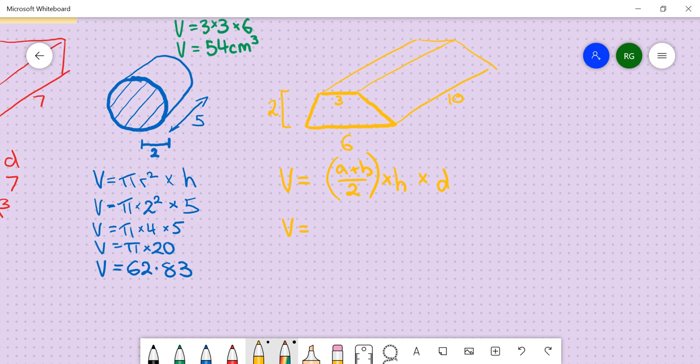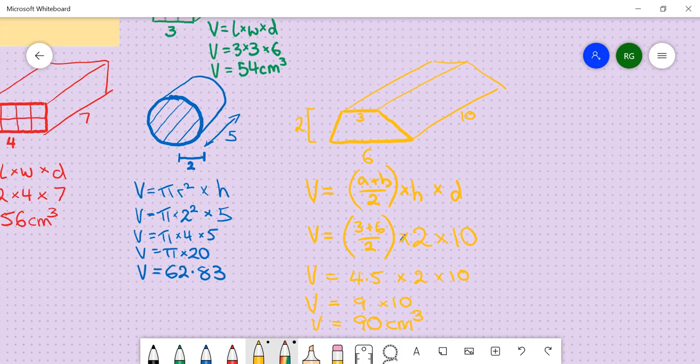So if we put in all of our numbers, we have 3 plus 6 divided by 2, multiplied by 2, multiplied by 10. Volume equals, this little part will be 4.5, 9 divided by 2, times 2 times 10. Volume equals 9 times 10. The volume is equal to 90 centimeters cubed.